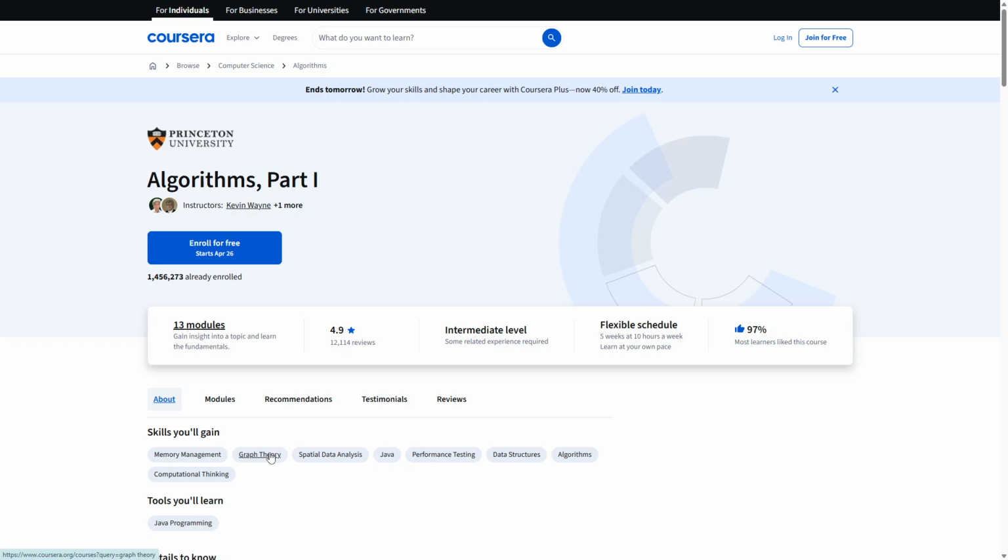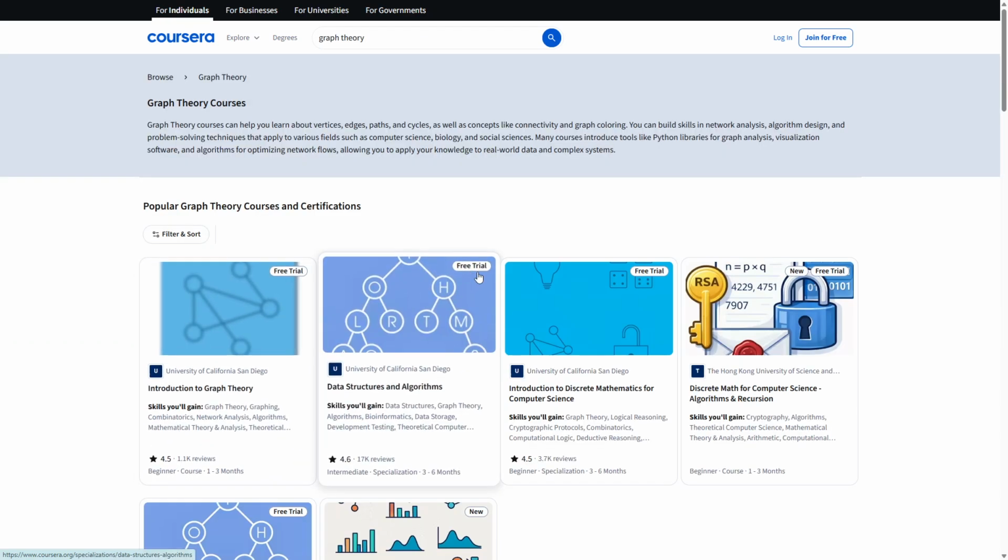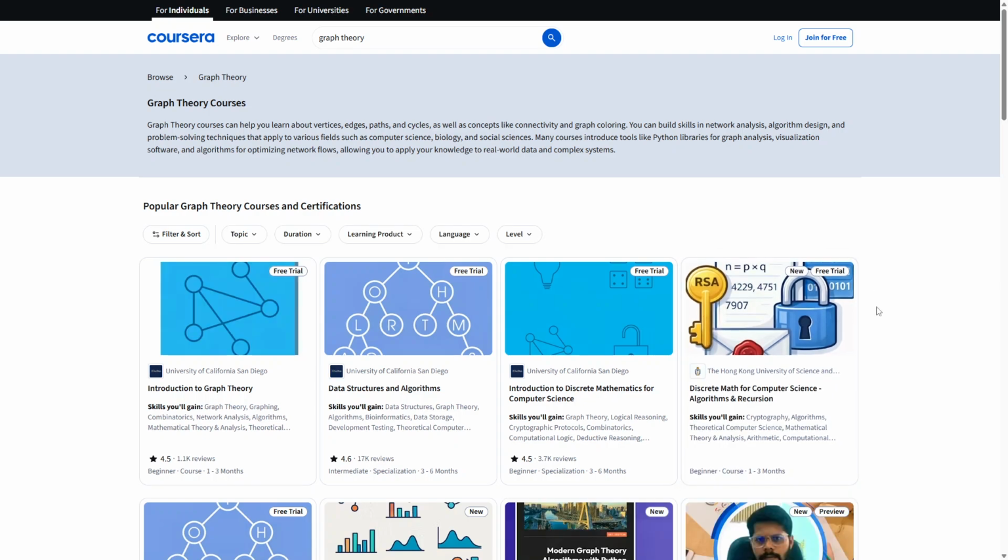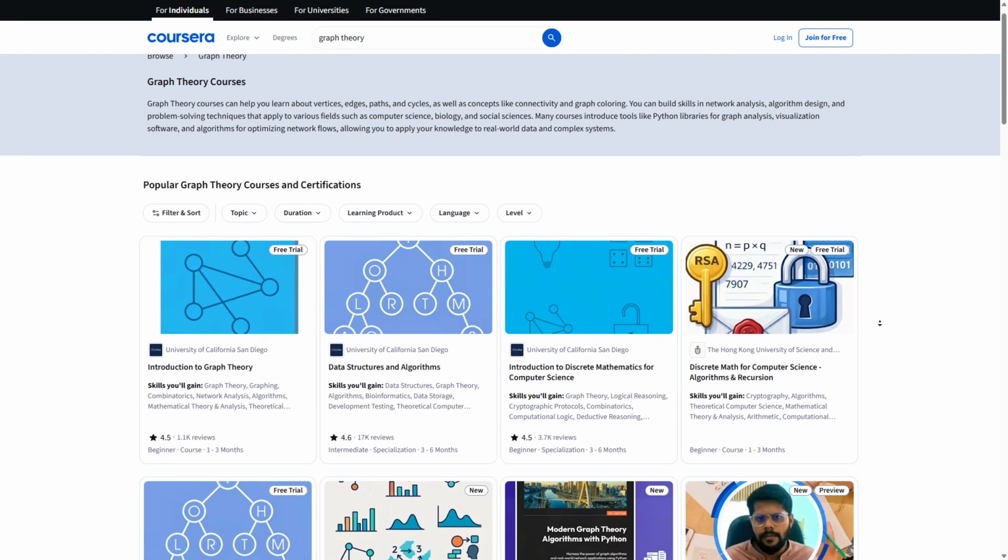If you want to learn algorithms faster, Coursera is one of the easiest places to follow a structured path and actually get certificate progress along the way.